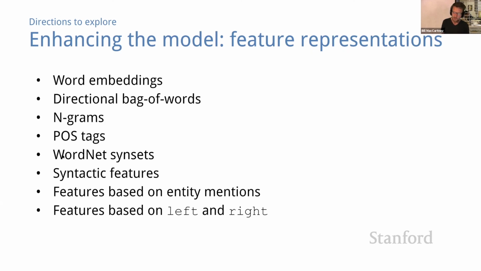And so far we've used features based only on the middle phrase, the phrase between the two entity mentions. You could also try using information about the entity mentions themselves, for example, the entity types. Or you could try deriving features from the left and right context. There are a lot of possibilities for richer feature representations.